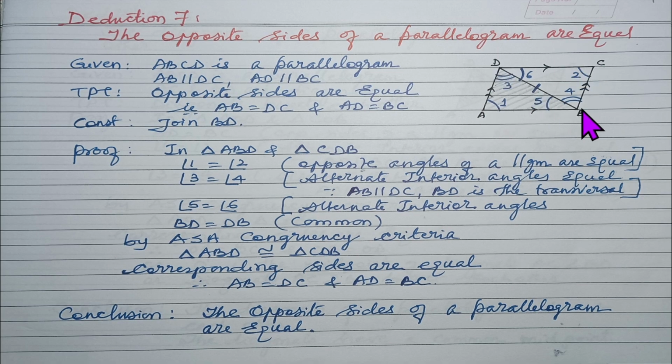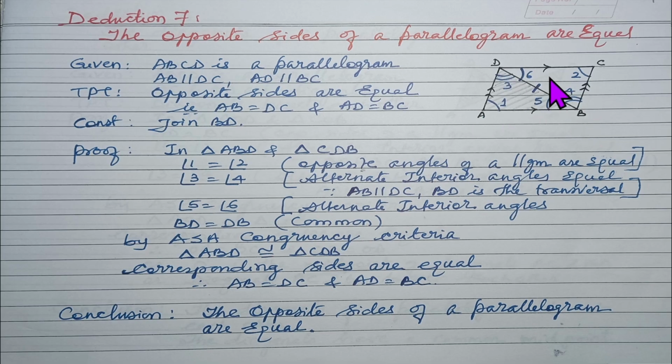Now for this, let us do a construction: join BD. So we join BD, and we have got two triangles here. In triangles ABD and CDB, we have angle 1 equal to angle 2 because they are the opposite angles of a parallelogram. Opposite angles are equal. Angle 3 is equal to angle 4 because of alternate interior angles, since AD is parallel to BC and BD is the transversal. BD is common to both the triangles, and therefore by the angle side angle congruency criteria, the triangles ABD and CDB are congruent.